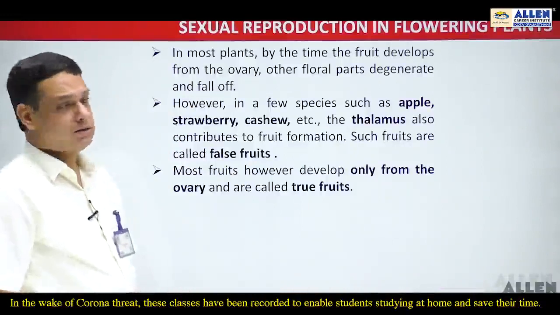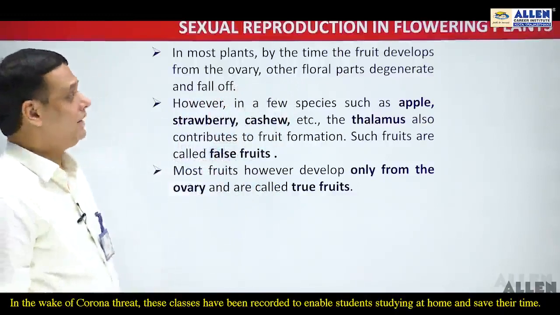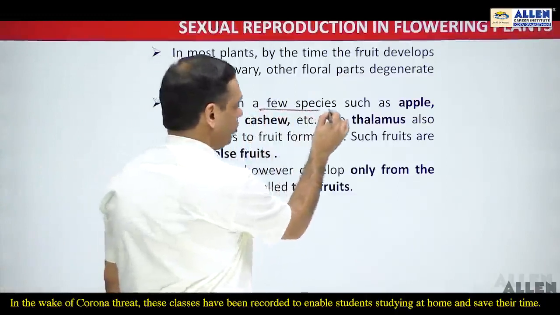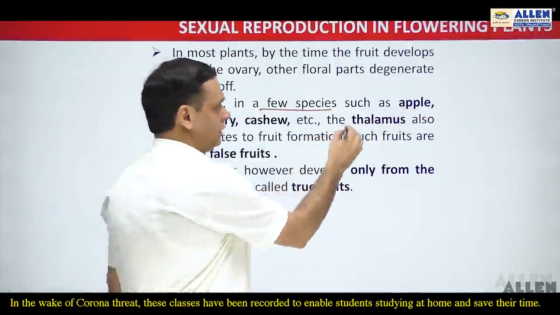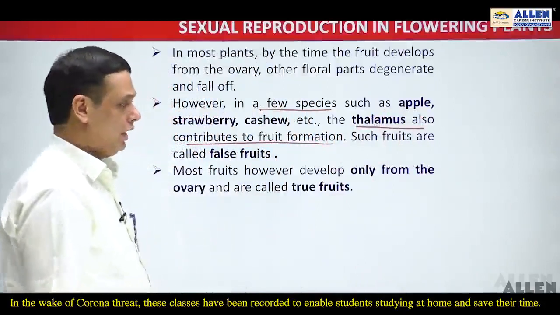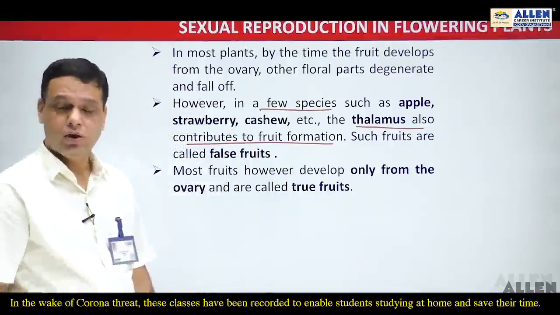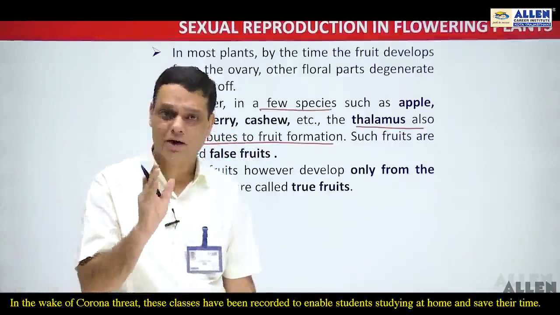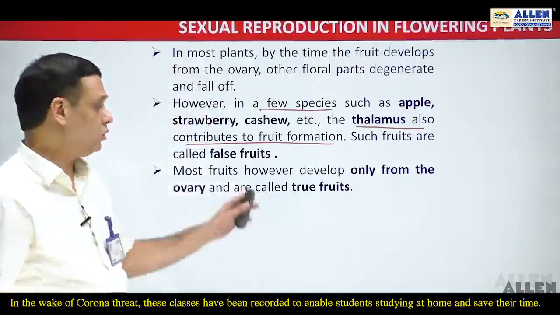In most plants, by the time the fruit develops from the ovary, other floral parts degenerate or fall off. However, in a few species such as apple, strawberry and cashew, the thalamus contributes to the formation of the fruit, and such fruits are known as false fruits. So what are false fruits? False fruits are those fruits which develop from any plant part along with the ovary. Such fruits are known as false fruits.